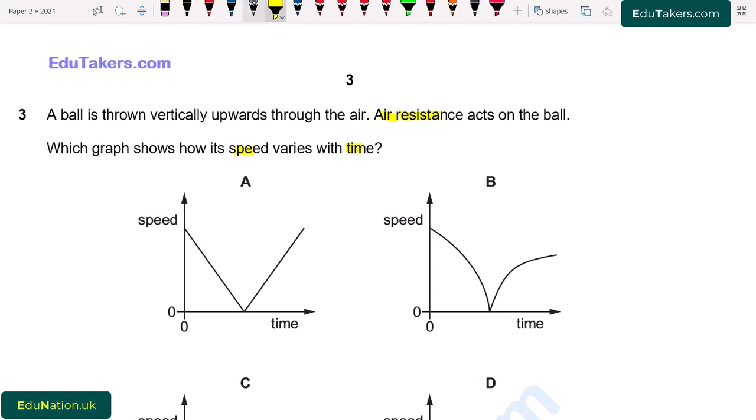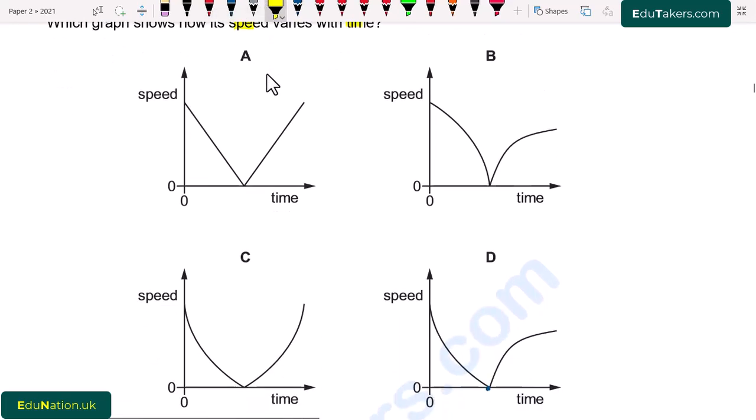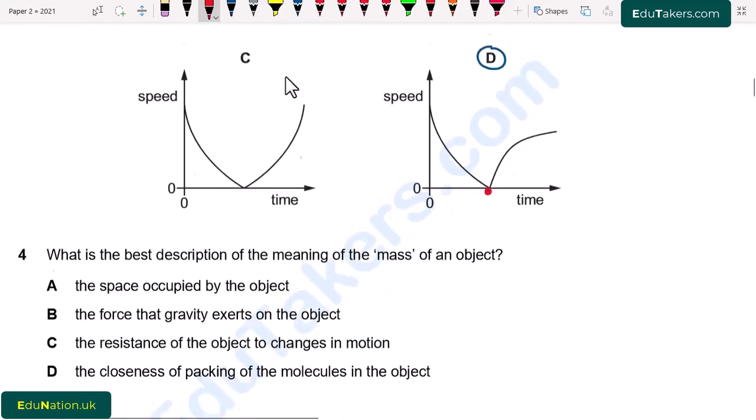So option A here is incorrect. B is also incorrect because we have to consider the effect of air resistance. So it is also incorrect. Option C is correct, which shows that first of all, the speed of the ball decreases and then it becomes equal to 0 at this point and then again increases.